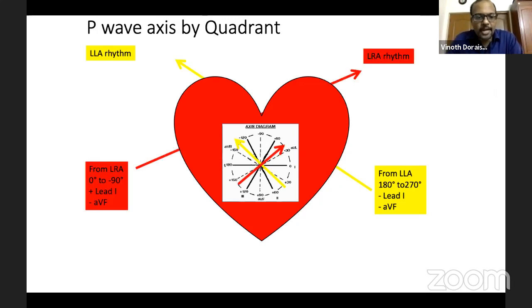Then next is the low right atrial rhythm, of which we saw an example in left isomerism. It goes in the direction of the red arrow. In that case, lead 1 will be positive because it's going towards that, lead AVF will be negative, and lead AVL will also be positive.